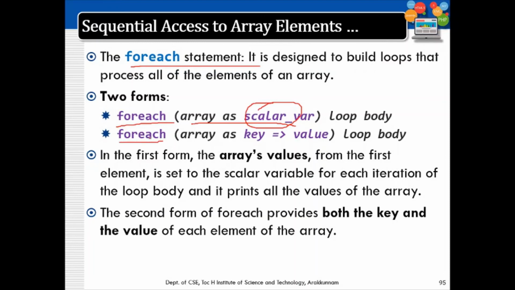Remember, there is no space between for and each. Array as key equal to angle bracket value. So this value again contains all the values. This key contains all the keys. So this foreach construct is used to iterate over the array elements.